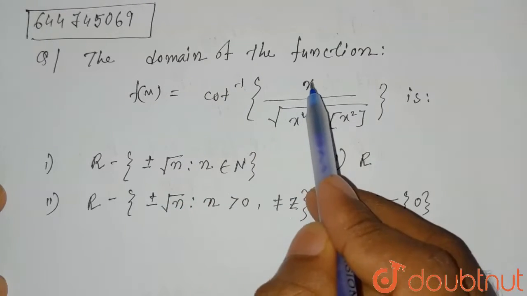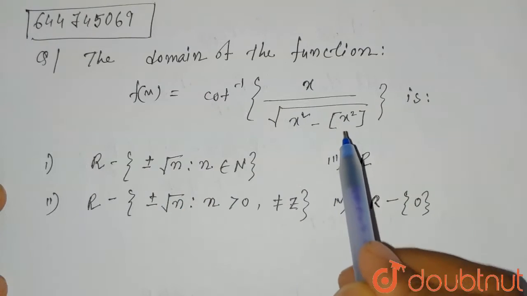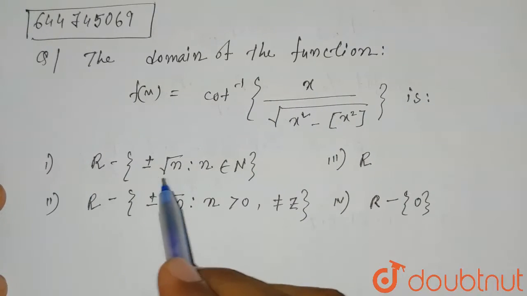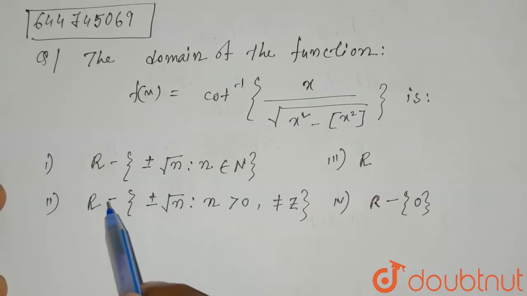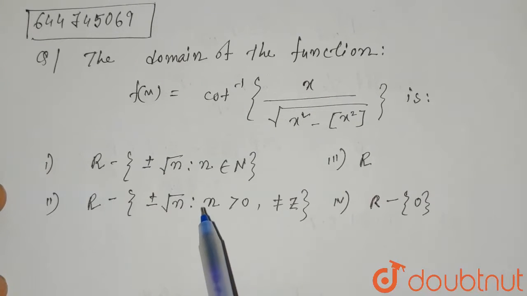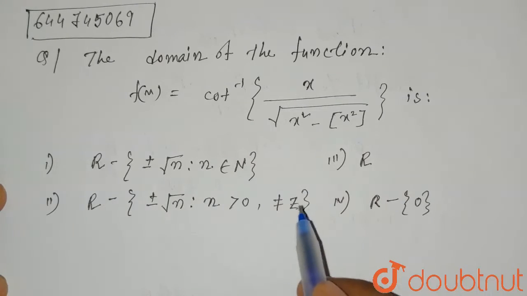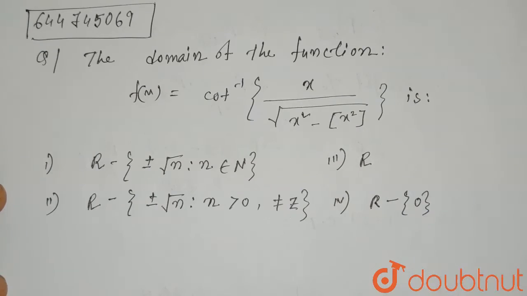Hello everyone, the question is: the domain of the function f of x equals cot inverse x divided by root under x square minus [x square], that means the greatest integer function of x square, is. Option 1: R minus plus-minus root n such that n belongs to capital N, that means natural numbers. Option 2: R minus plus-minus root n such that n greater than 0 and does not belong to Z, that means integers. Option 3: R, and option 4: R minus the element 0.